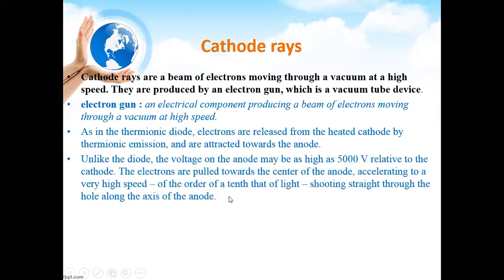It looks like the thermionic diode: we are going to release the electrons by heating the surface of the metal. But this time we are going to need a high voltage. This voltage can reach as high as 5,000 volts. It's very high. Remember, for the thermionic diode, we just need a few volts, but here we are going to need around 5,000 volts.